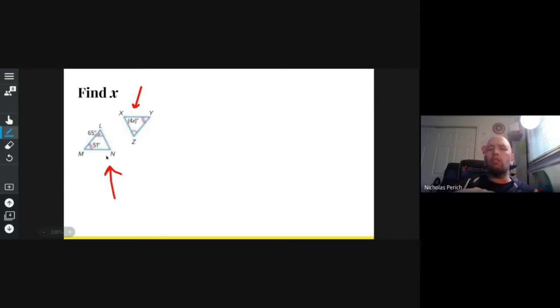Okay. I don't see N, though. Could I find N? And how could I find N? I'll give you a hint. This is what we did on Monday. Good. That's half of it. So Santiago is saying we could find N by saying 180 minus 65. Will that give me all of N, or do I need to continue that statement?